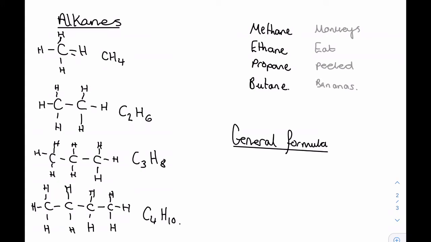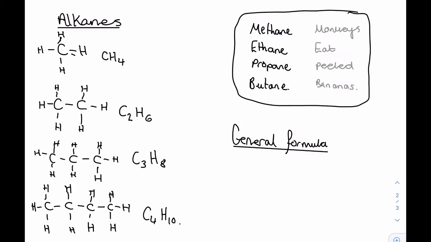Now we need to be able to name them. Now this is what this is over here. This is the names of the first 4, and that's the only names you need to know, the first 4. So we start with methane, and then we've got ethane, propane and butane.